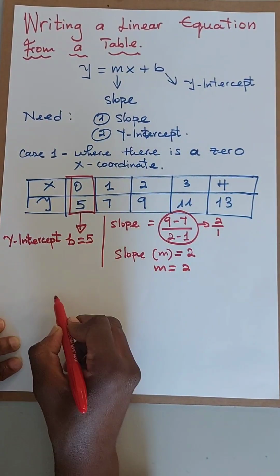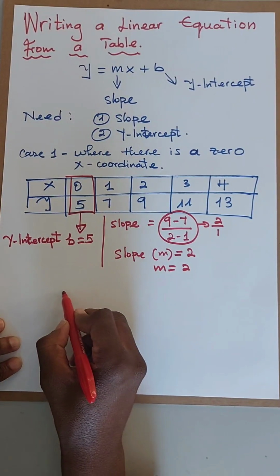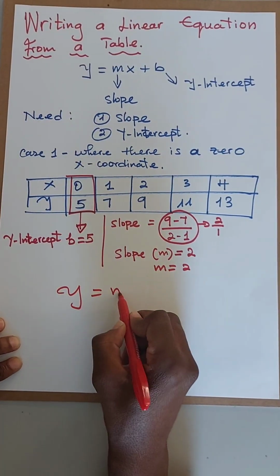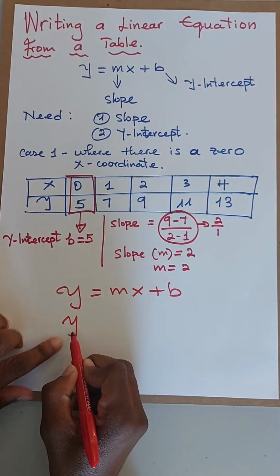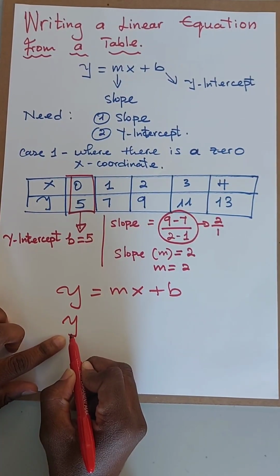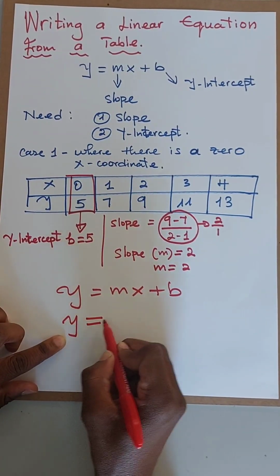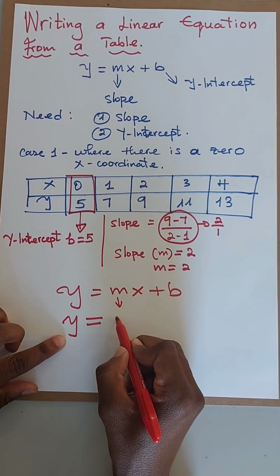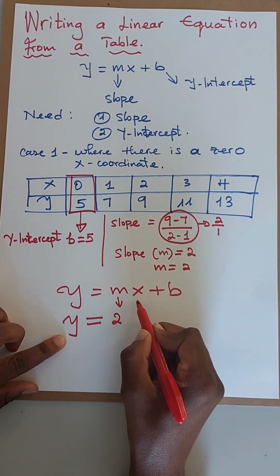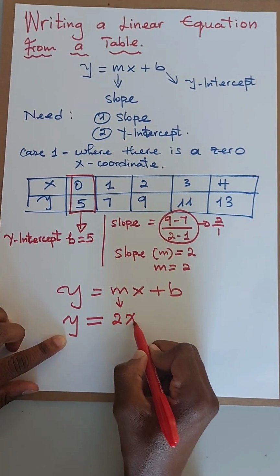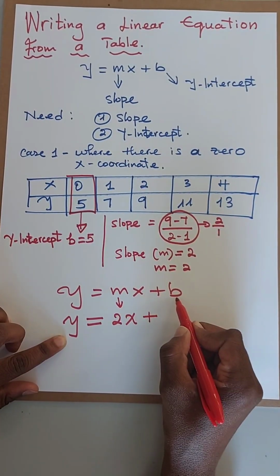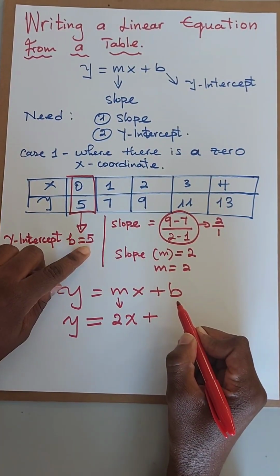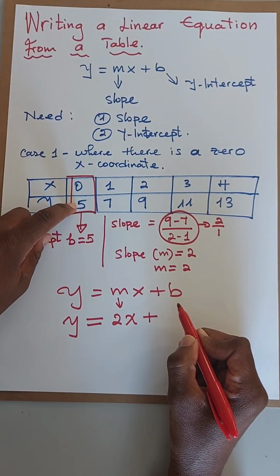So now the equation of that table in the form y equals mx plus b is y. This y here doesn't change because it represents the y-axis, equals, the slope is 2, so we replace the slope with 2. This x here represents the x-axis, it doesn't change. We leave it as x. And then plus, instead of putting b, we put 5 because the y-intercept is 5.